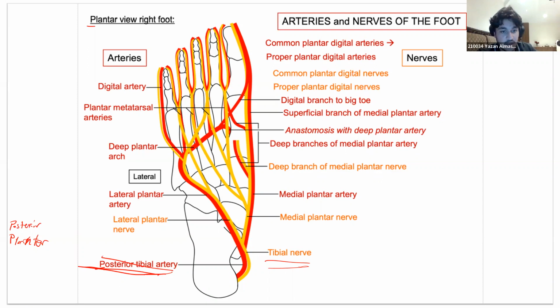It's going to give the lateral plantar artery and the medial plantar artery, which is the same as tarsal, but instead of tarsal, it's plantar because it's the plantar view of the foot. And the nerve is going to do the same thing: lateral plantar nerve and medial plantar nerve. Does that make sense? I hope so. Now the concept that is really important in this slide, that I emphasized a lot in the last slide, is that the lateral plantar artery is going to continue to form the deep plantar arch. Do you remember what the deep plantar arch joins with in the dorsal view?